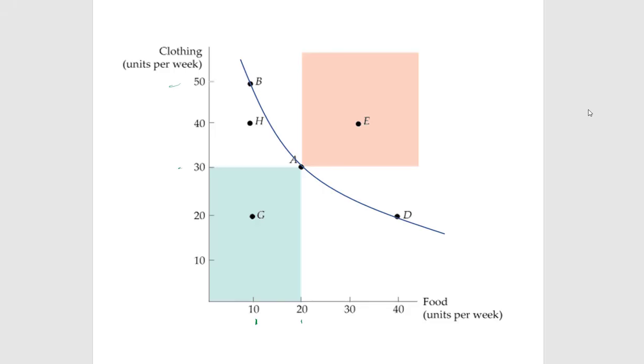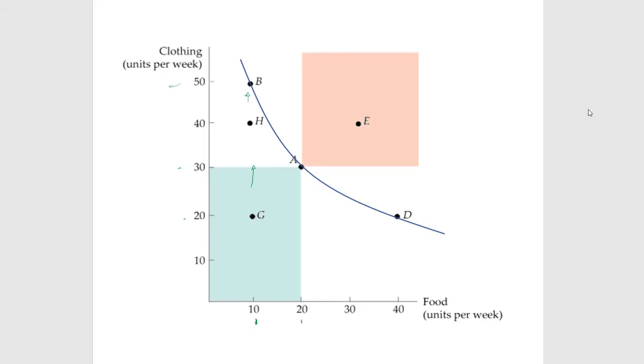I want to start by looking at point G, here in the light blue area. G is 10 units of food and 20 units of clothing. The assumption of more is better means that if I look at G compared to H compared to B, this should make that person happier and happier as they move up that clothing axis. G is less preferred to H is less preferred to B. In other words, they'd prefer to be at basket B rather than be down here at basket G.